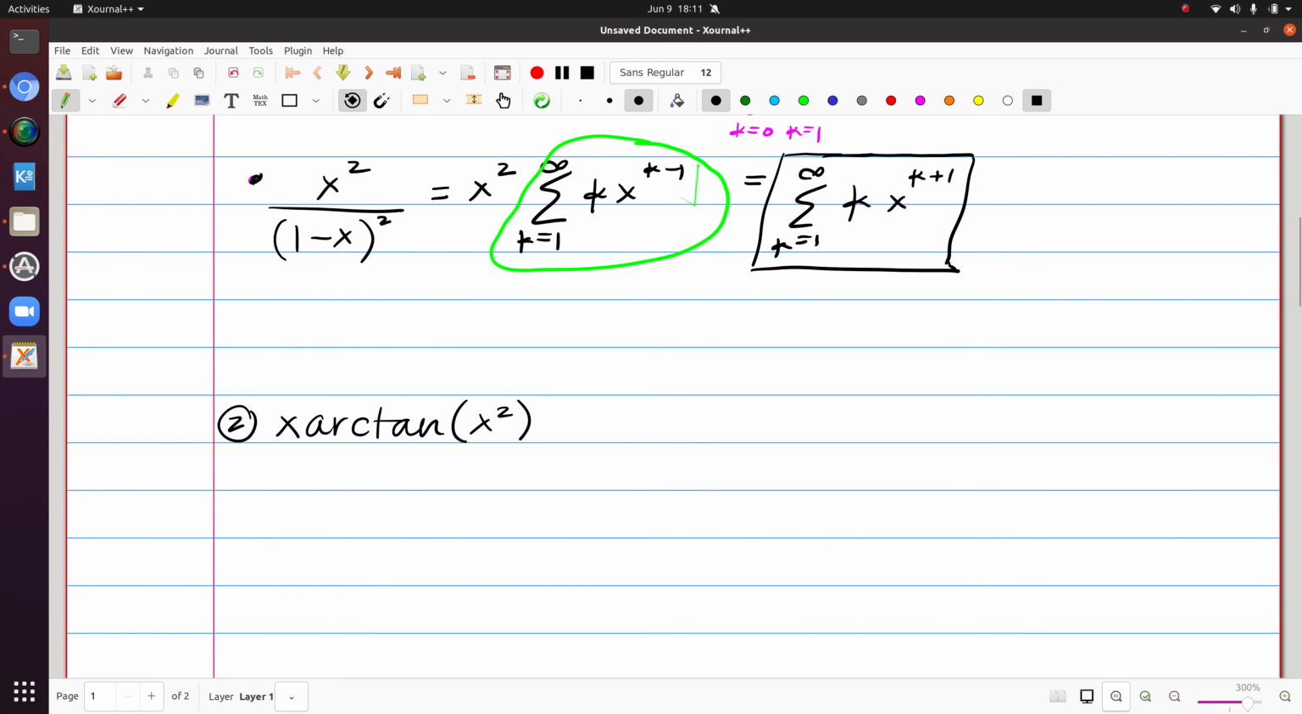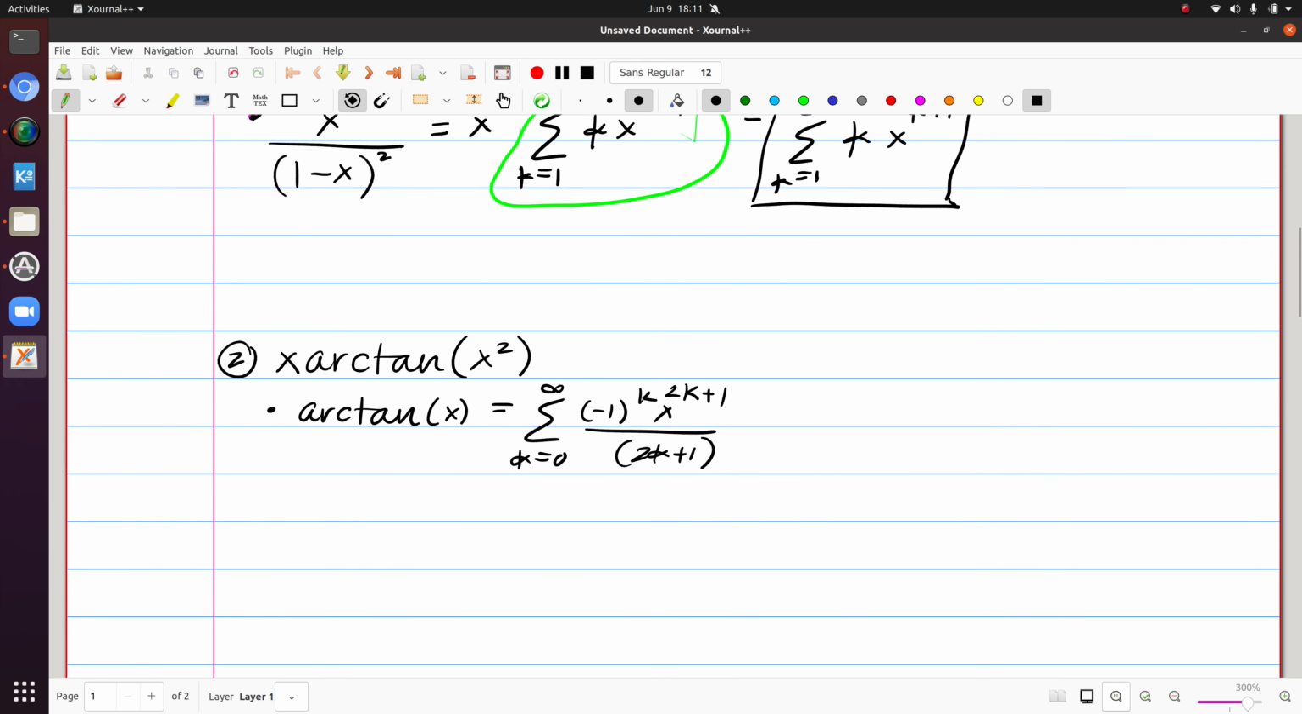The next example we have here is x times arctangent of x squared. So of course the main thing that jumps out at me is the arctangent. So that's my starting point. I know a Taylor series for arctangent, and that has terms (-1) to the k, x to the 2k plus 1 over 2k plus 1.